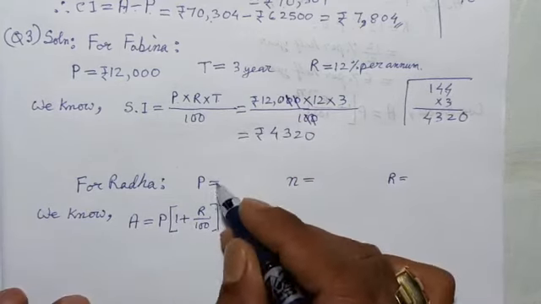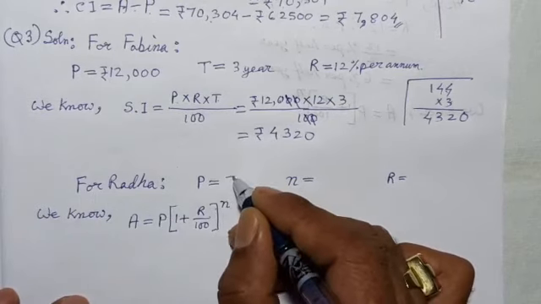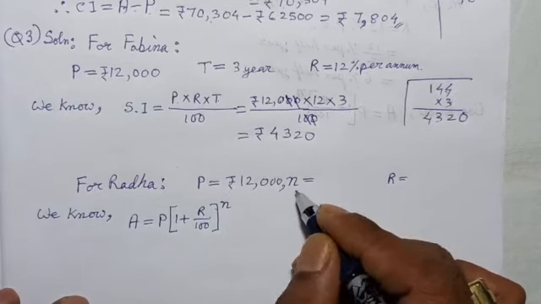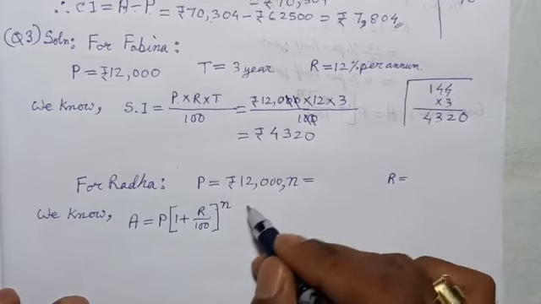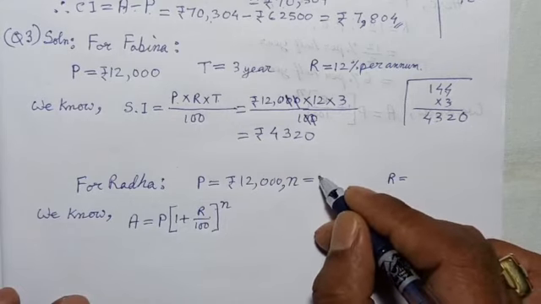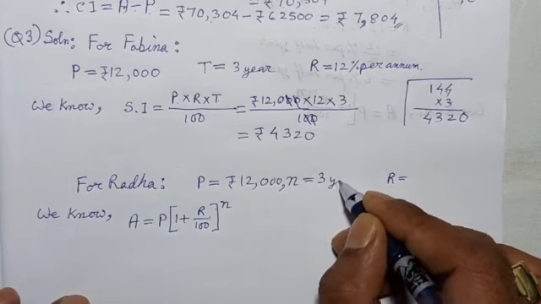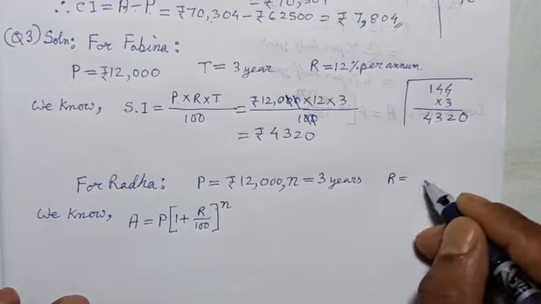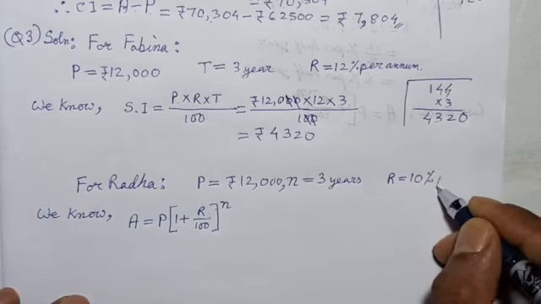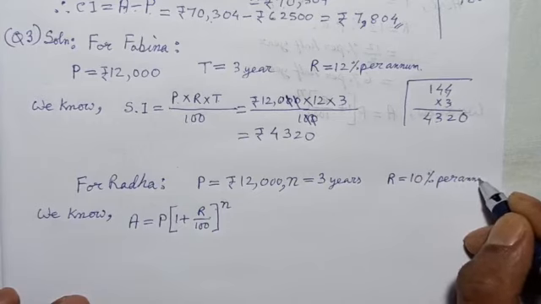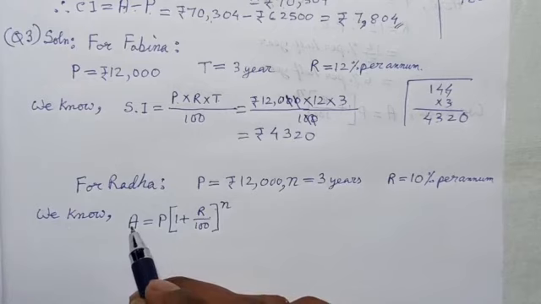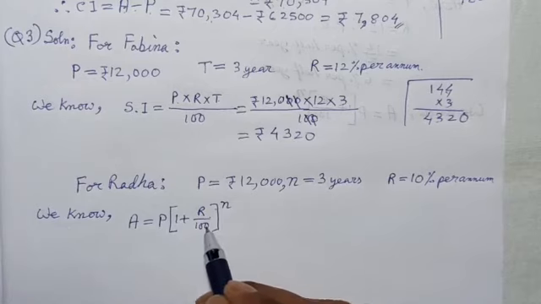For Radha, the principal is the same, so rupees 12,000. In compound interest, N is the number of years, so N is 3. The rate is 10%, that is given, 10% per annum. Now the formula to find out the amount is P into 1 plus R by 100, whole to the power N.